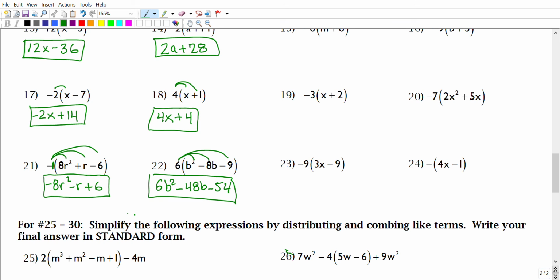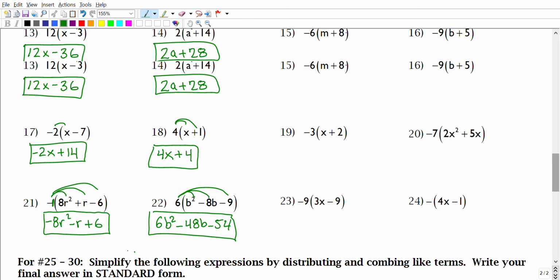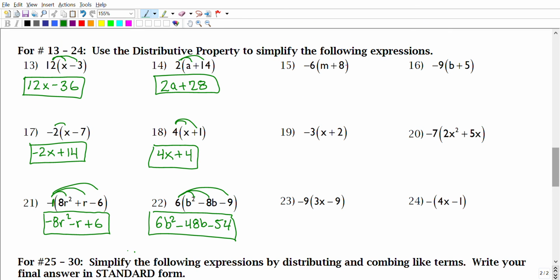All right guys, so why don't you go ahead and try numbers 15 through 24 on your own. Go ahead and pause the video at this time and try those on your own, see if you can get them right, and then you can come back and see step by step what we did and what the final answer is so you can compare it with your own.